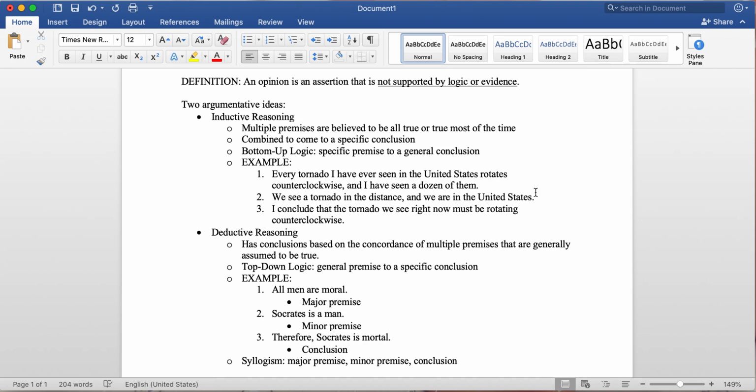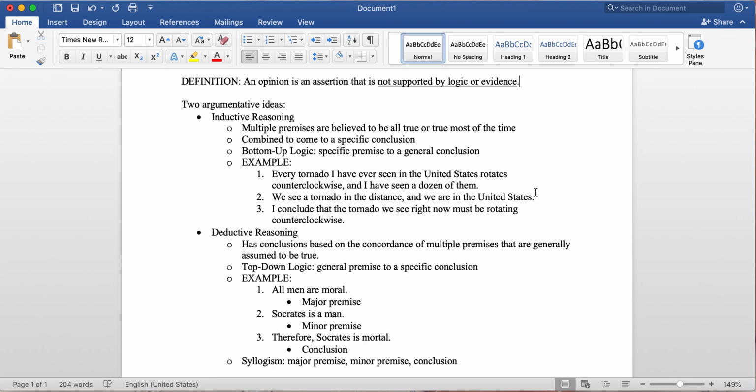Inductive reasoning is when multiple premises are believed to be all true or true most of the time and are combined to come to a specific conclusion. My example there: number one, every tornado I have ever seen in the United States rotates counterclockwise, and I have seen a dozen of them. Two, we see a tornado in the distance, and we are in the United States. Number three, I conclude that the tornado we see right now must be rotating counterclockwise. A meteorologist may tell you that this is not true all of the time. The conclusion is probably true, but not necessarily true.